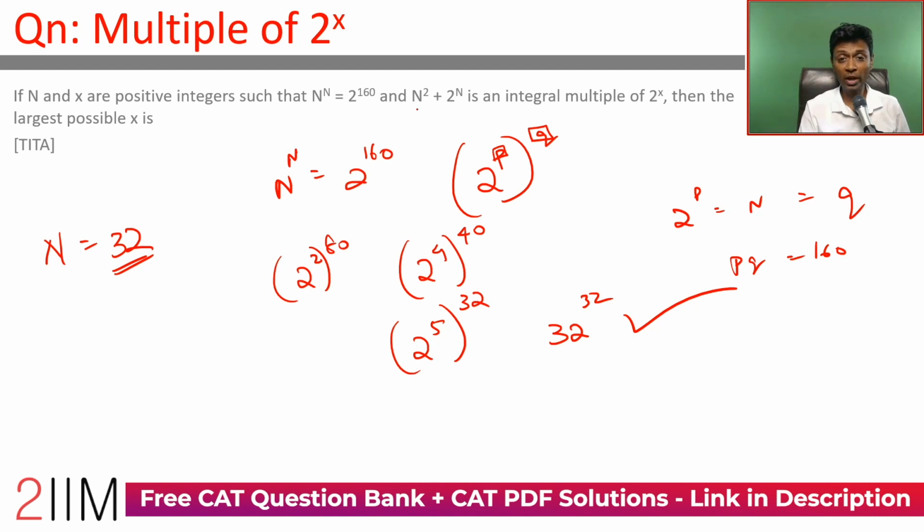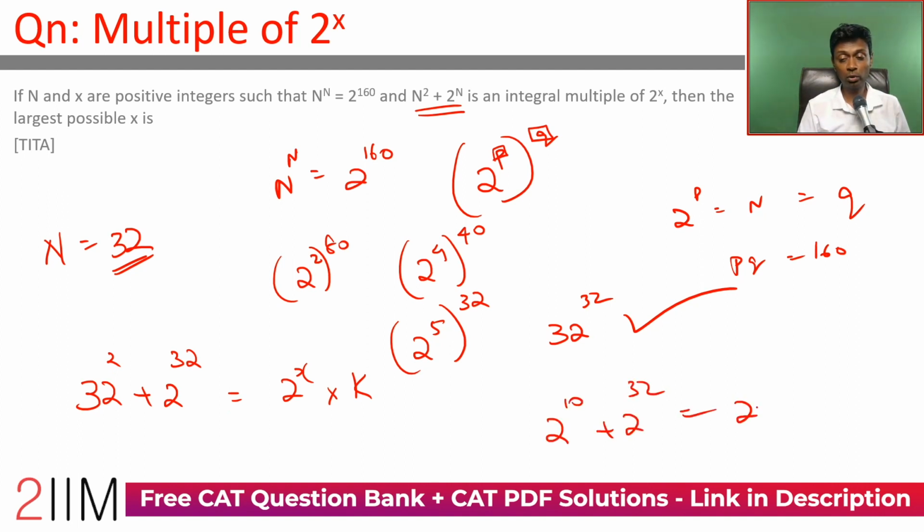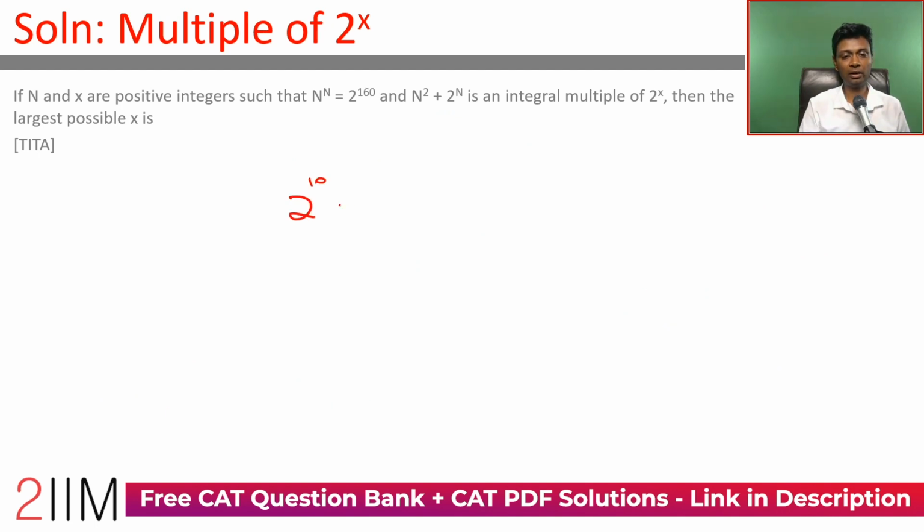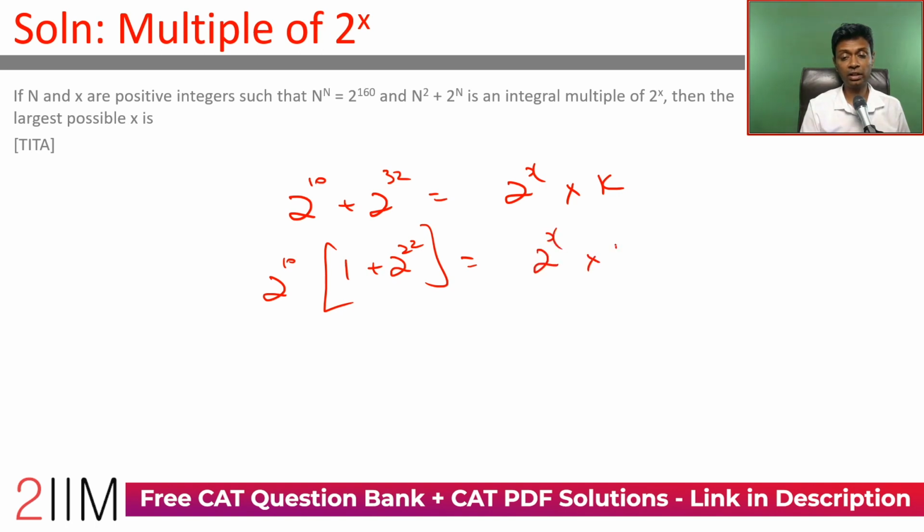32 square plus 2 power 32 is an integral multiple of 2 power x. 32 square is 2 power 5 whole square. So 2 power 10 plus 2 power 32 is 2 power x into k. Largest possible x. Think about this. 2 power 10 plus 2 power 32 is 2 power x times k. This is 2 power 10 into 1 plus 2 power 22 equals 2 power x into k.